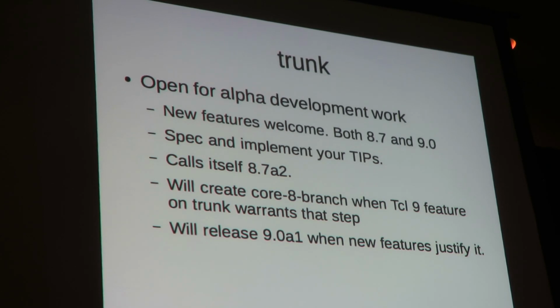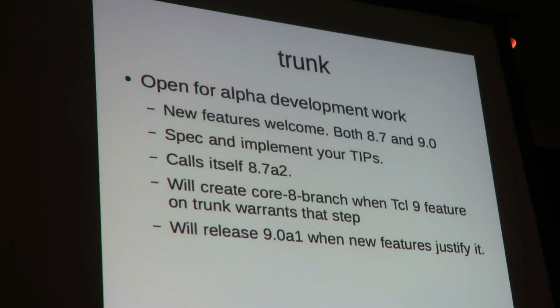Finally, the trunk. This is where we're doing our new feature alpha development work. We're already doing 8.7 releases from it. I want to emphasize, the trunk is open for 9 features. If you've got 9 features ready, let's get the TIPs written and voted on, and as soon as a 9 feature comes in, I will convert the trunk to targeting 9. I'll create a new branch for 8 legacy, where 8.7 will continue to develop, and we'll make it happen. 8.7 and 9.0 will essentially be brought into existence in parallel.